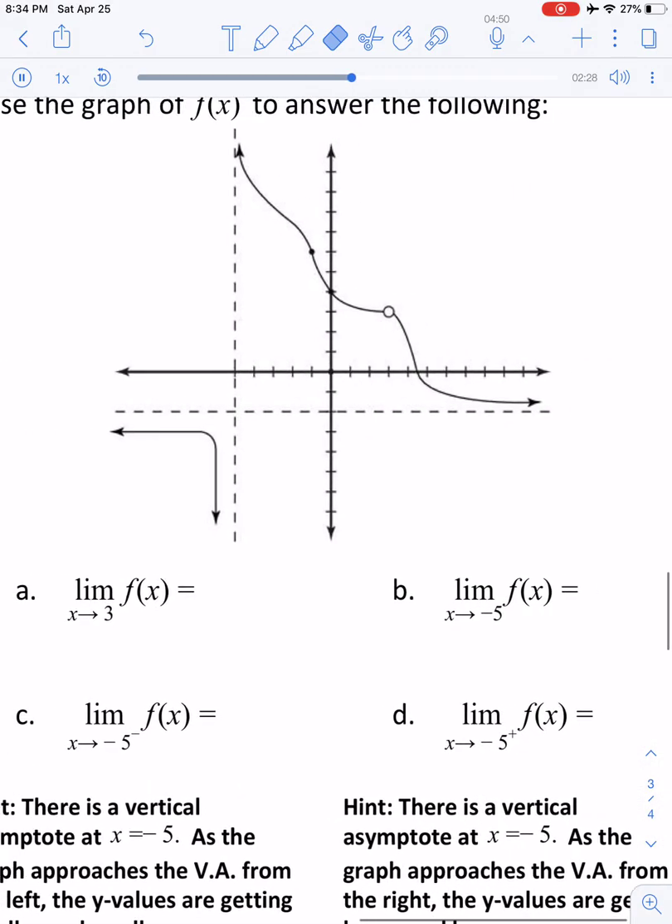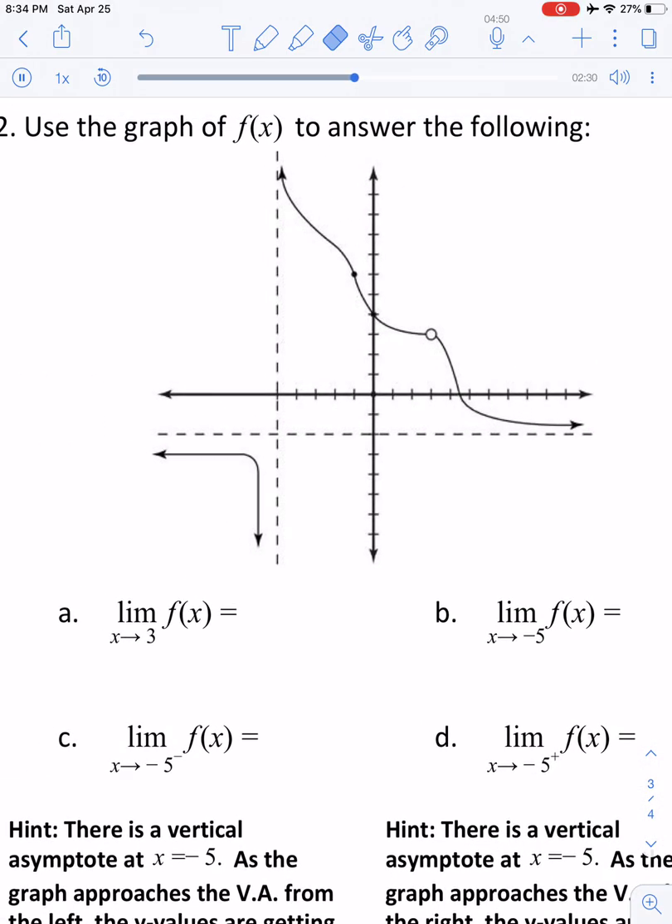Number 2 in your practice problems is a little bit of a different one. It starts off pretty normal. The limit as x approaches 3. Essentially, what is your y value headed towards when x is equal to 3? It's okay that there's a hole there. The y value as x approaches 3 is still approaching a +3.